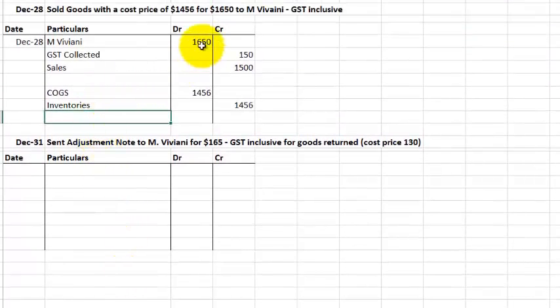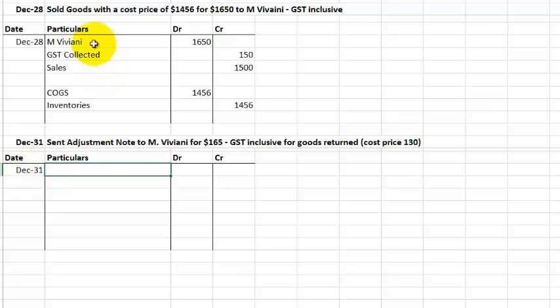It's a sale return. In effect, it's really again the opposite to this, with just one minor variation which I'll note. Let me just go through it step by step. So December the 31st, what we've got first up, I'm going to reverse this part here. Now the transaction says that this $165 worth was returned by a customer, M. Viviani. Okay, but instead of saying sales, we have this other account called sales returns, which is just a slightly different account, and we must separate that one.